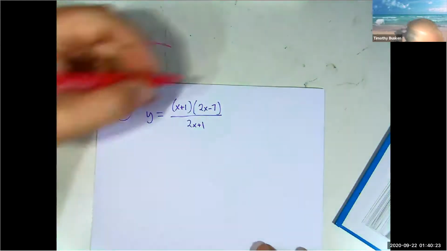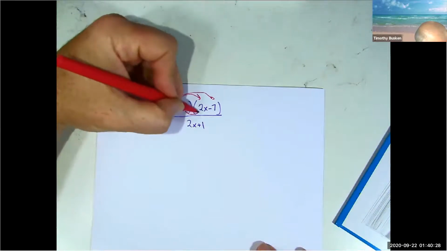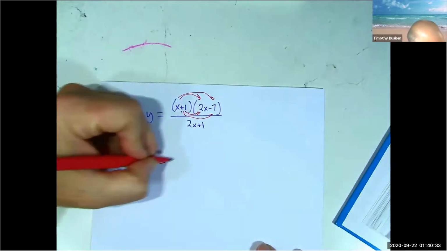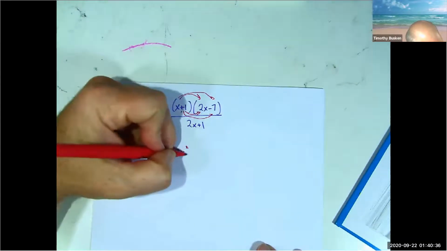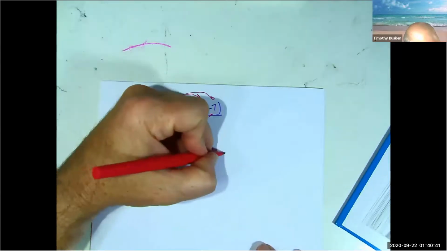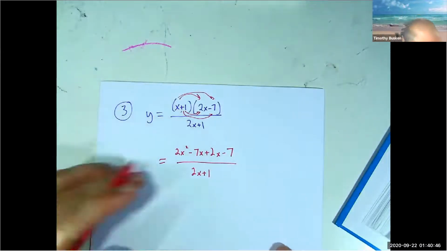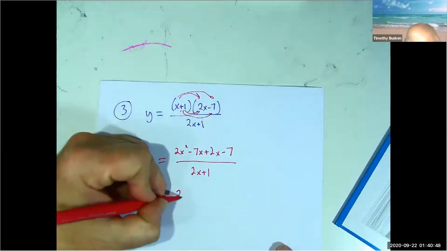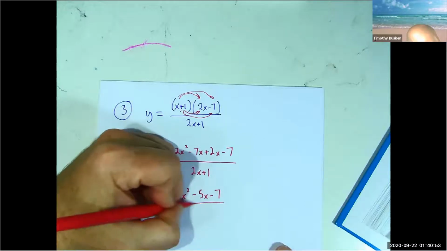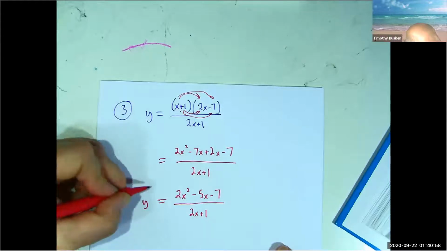And one thing we can do to rewrite the function is just multiply and combine like terms. So let's get that done now. So this is just equal to 2x squared minus 7x plus 2x minus 7 all over 2x plus 1. I'm going to combine the middle terms together. So I'm rewriting the function as 2x squared minus 5x minus 7 all over 2x plus 1. All right, so that's y.